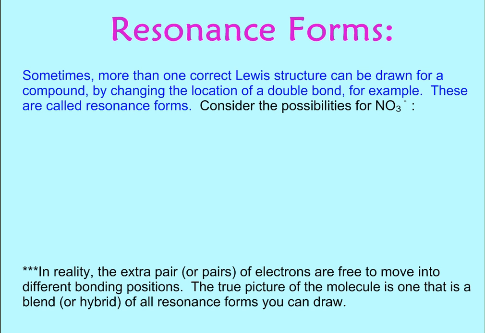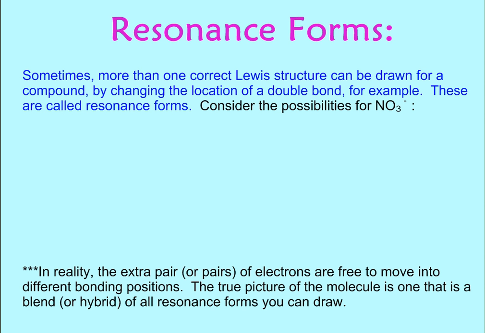Okay? And for closing, we've got resonance forms. And I'm going to finish with this. It says sometimes more than one correct Lewis structure can be drawn for a compound by changing the location of a double bond. For example, these are called resonance forms. Consider the possibilities for NO3-, which is what we just drew.